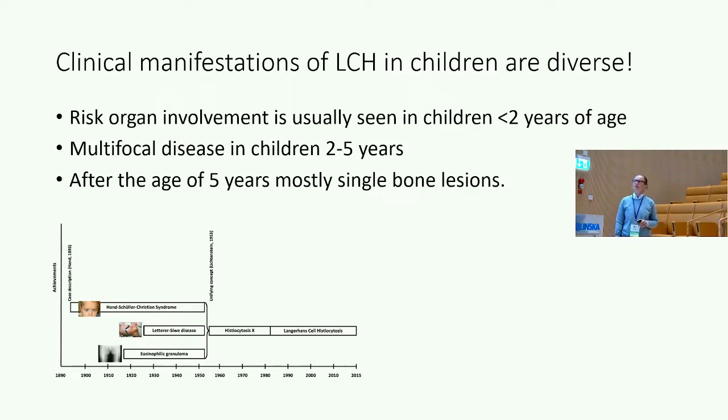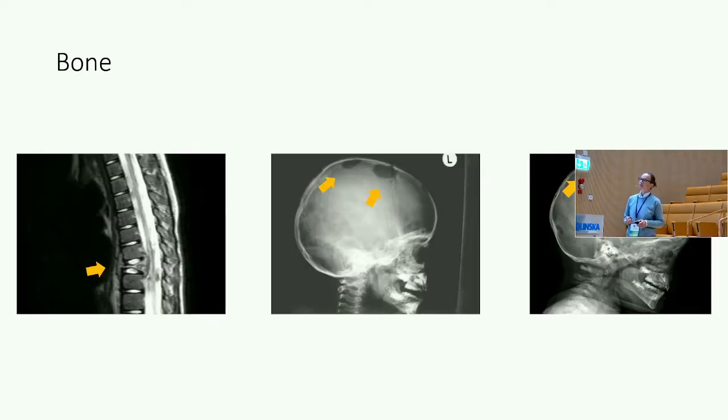One interesting fact is that there seems to be some age dependency on the clinic. So the sickest children are the really small ones, and risk organ involvement is usually seen in children under 2 years of age, whereas multifocal in children between 2 and 5 years, and after the age of 5, it's mostly single bone lesions. So that's now oversimplified, but in general, this is the case. And we don't know why this is. And I think if we understood this, we would probably understand the disease better.